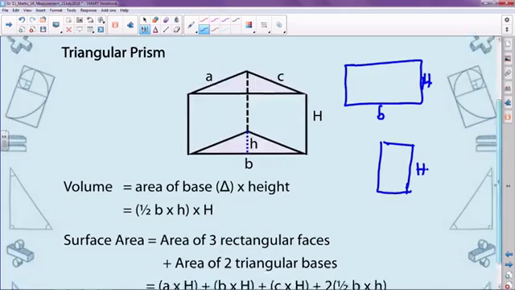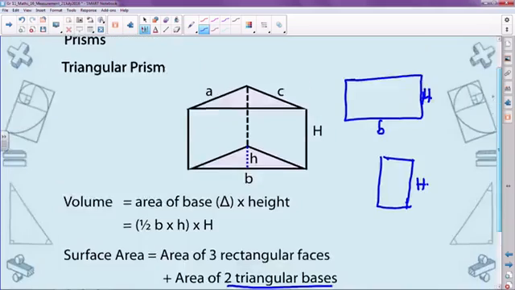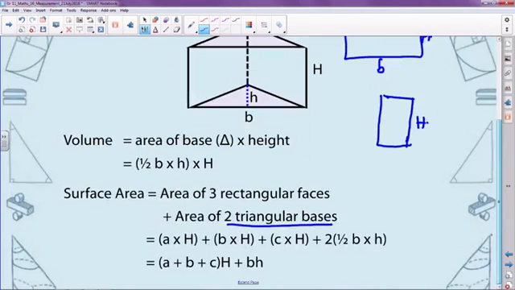So it means here we're going to have the area of the rectangular faces. The rectangle is this side and that other side, and also the front. And then you also have the triangular bases. So the triangles are the ones at the top. That's your A, C, and then the B, the top one, and also the bottom one. Okay.